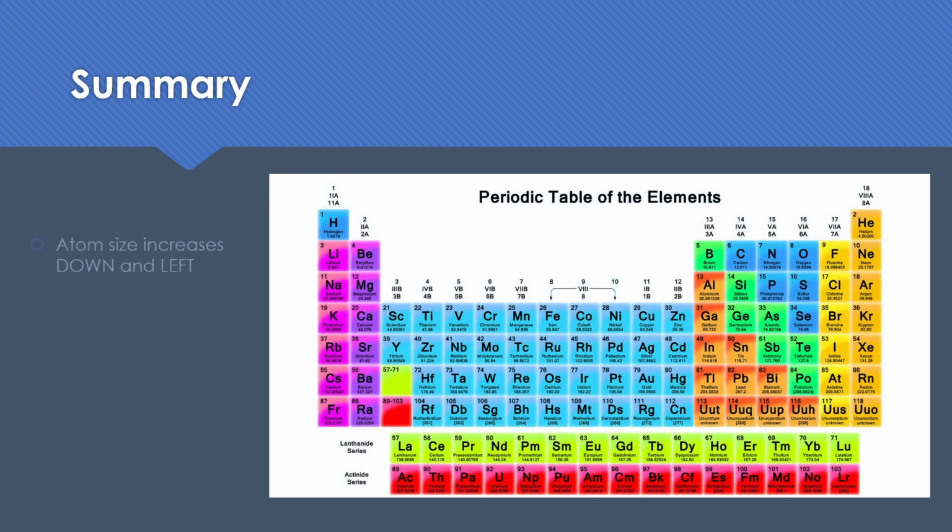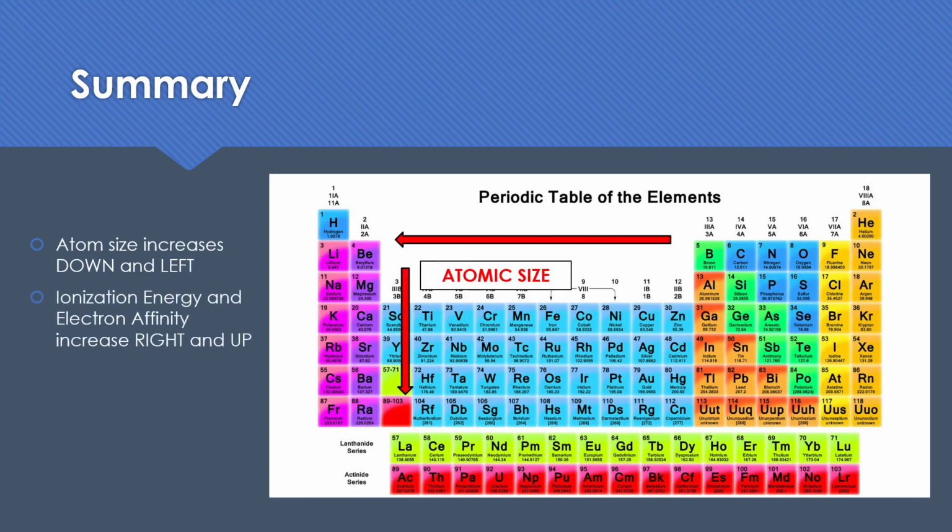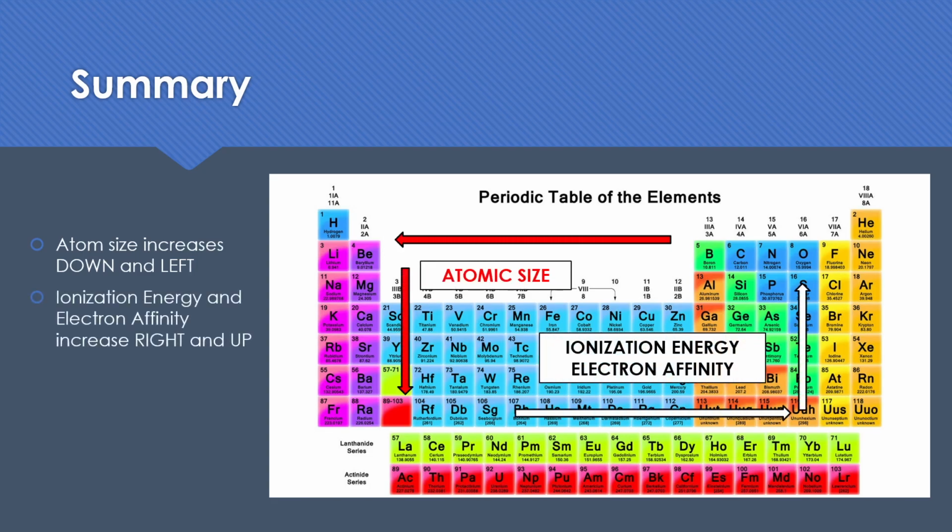So to summarize, atomic size increases down and to the left. Ionization energy and electron affinity increase right and up. And then the ion size depends on the charge. More positive is smaller, more negative is larger.